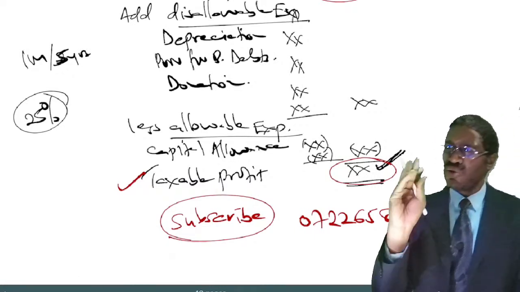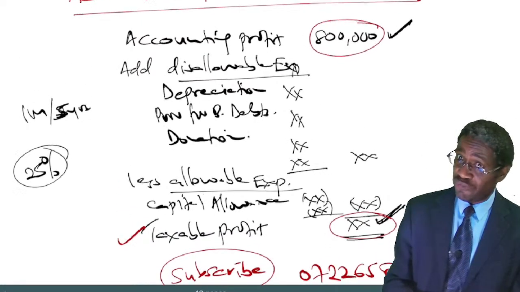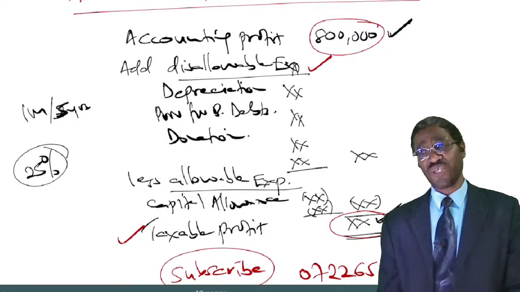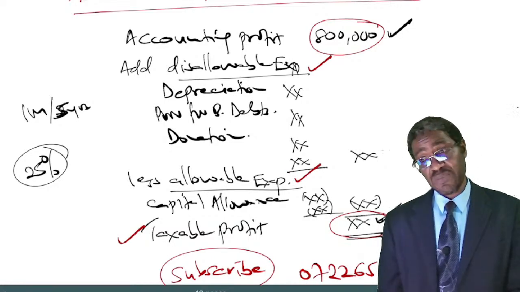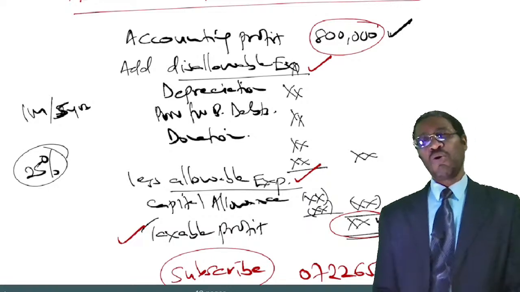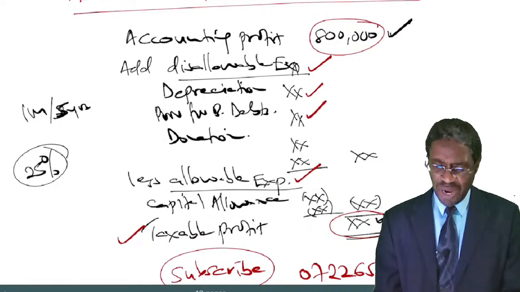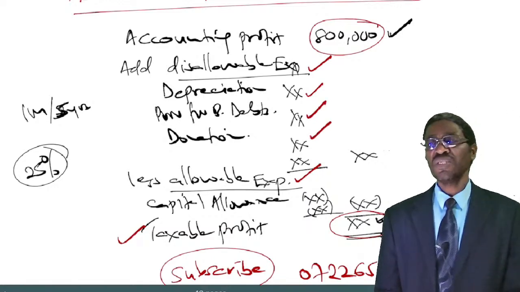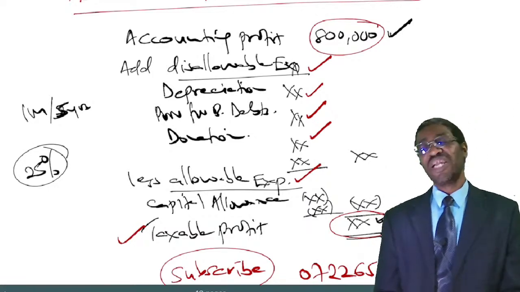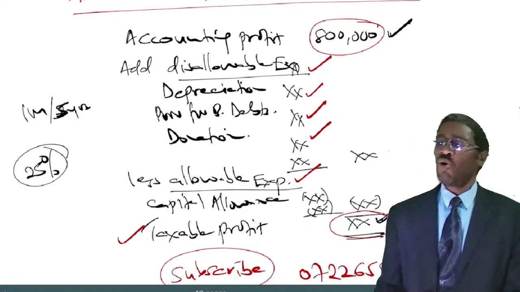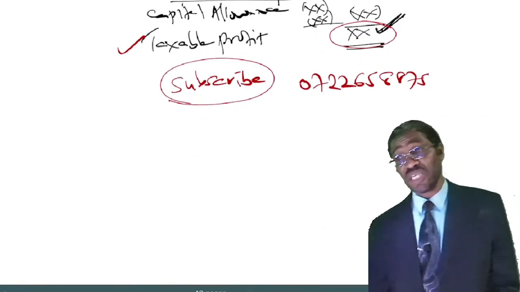How do we normally compute the taxable profit? You take the accounting profit, add back all the disallowable expenses, and subtract all the allowable expenses. I've given you a few examples of disallowable expenses, one of them being depreciation, provision for bad debts, and donations. Let me talk about another example of a disallowable expense.